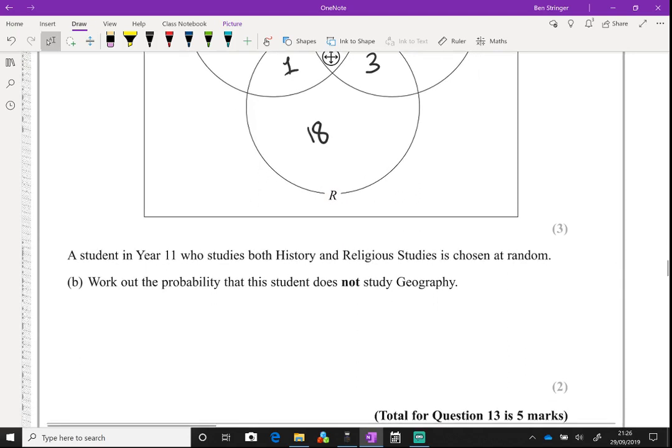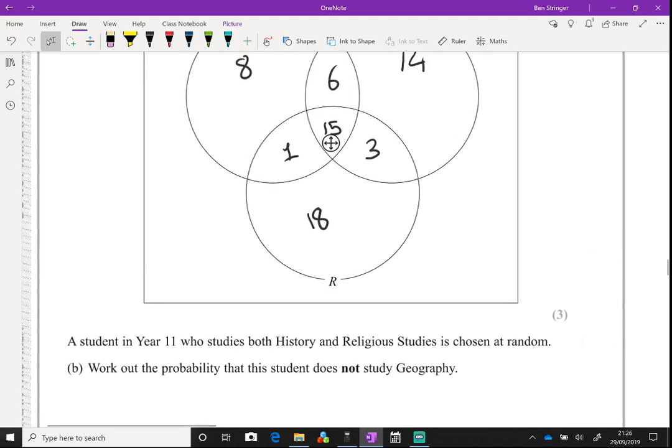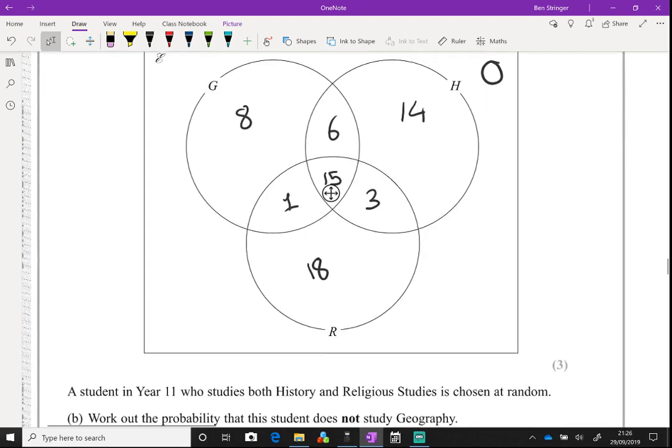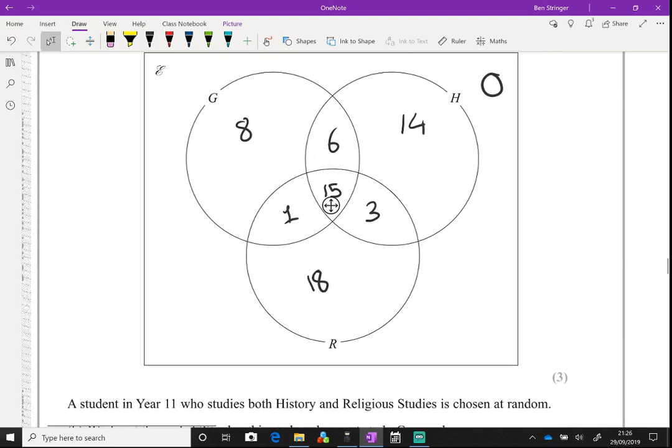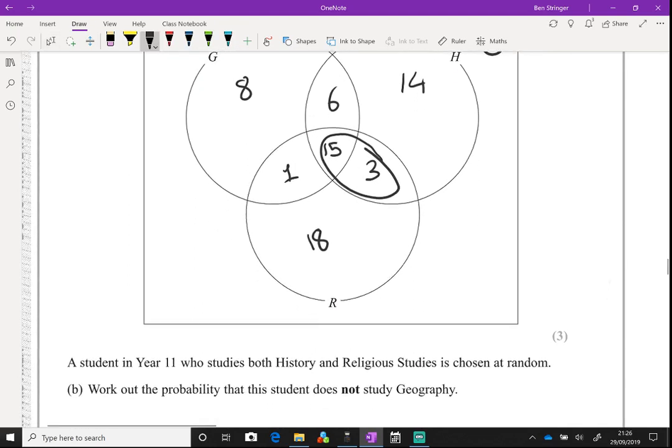A student in year 11 who studies both history and religious studies is chosen at random. So we're only looking at a specific amount of people here. Both history and religious studies. So that's this part. They both do history and RS.